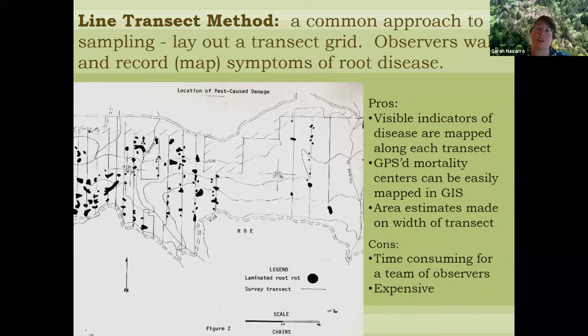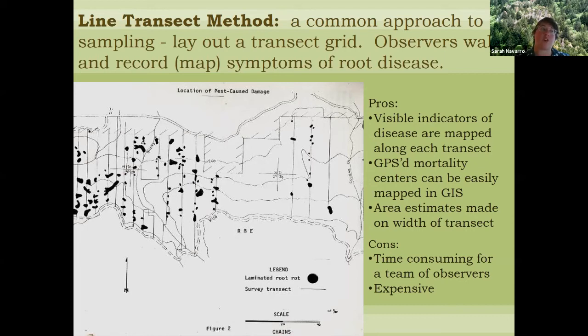And I mentioned the line transect survey, and this is a common approach to sampling. So laying out a transect grid, you can walk and record and map symptoms of root disease. The pros to this are that visible indicators of disease are mapped along each transect. They're GPS coordinated, and area estimates are made within the width of the transect. The cons are that it can be time consuming for a team of observers, and it can be expensive if you do have to contract it out.